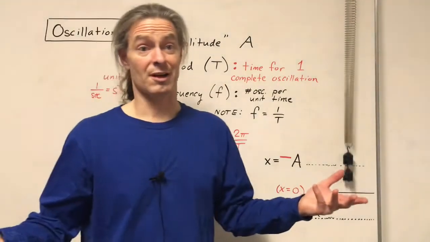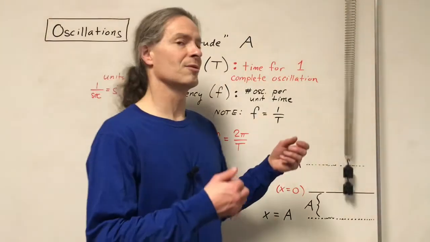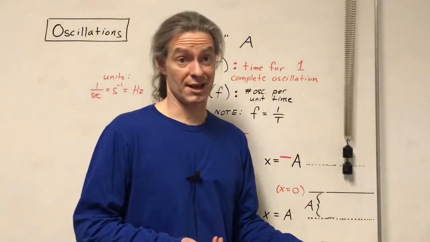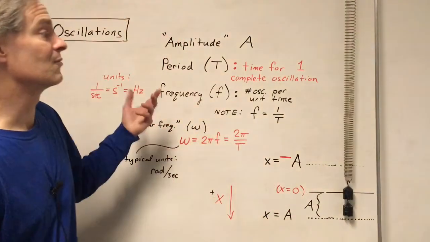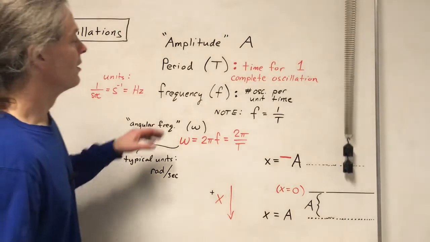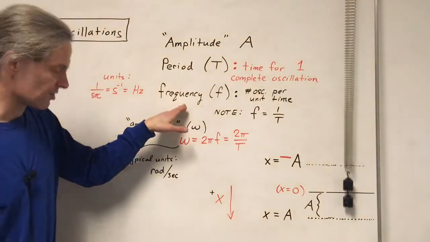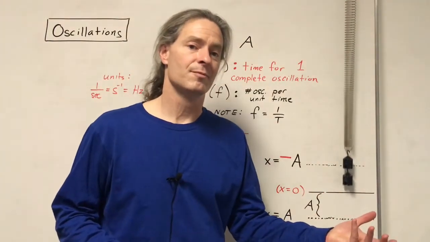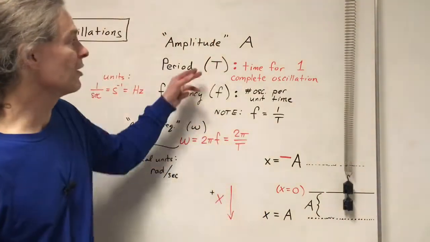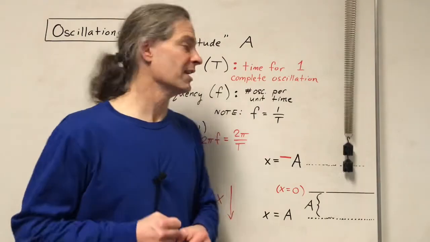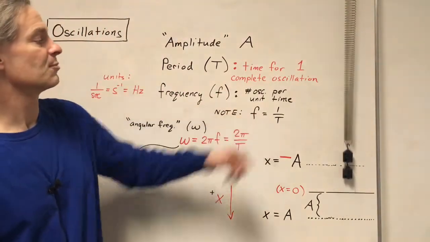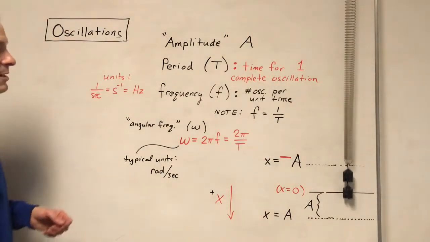Really, the way to measure the period is to measure the time for several oscillations, then divide by the number of oscillations, and then you'll get the time for one oscillation. Great. There's another quantity known as the frequency. The frequency is the number of oscillations per time. So period was time per oscillation. Frequency is oscillations per time. So the frequency and the period are reciprocals of each other.